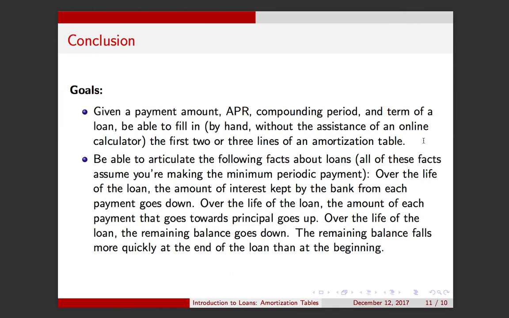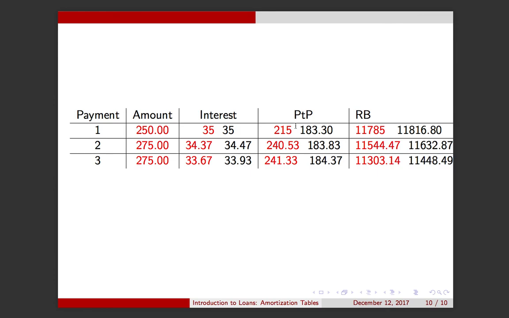Okay, the last thing that's worth mentioning here is the remaining balance falls more quickly at the end of the loan than at the beginning. Notice here, at the beginning of this loan, the amount of interest is kind of high, so the $12,000 number isn't falling very fast. Towards the end of a loan, the amount of money that goes towards principal is going to be very high, and so your remaining balance will fall much more quickly.